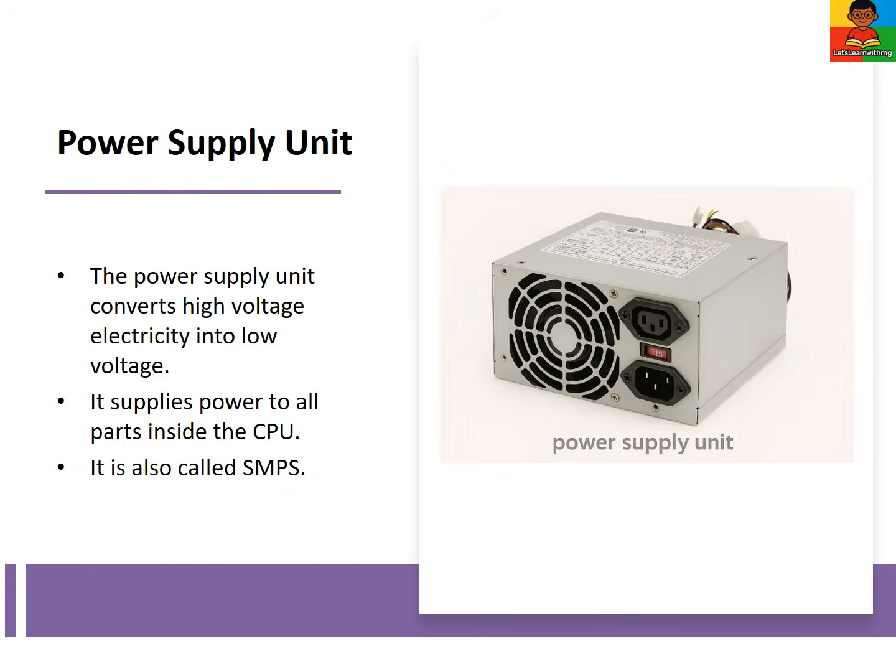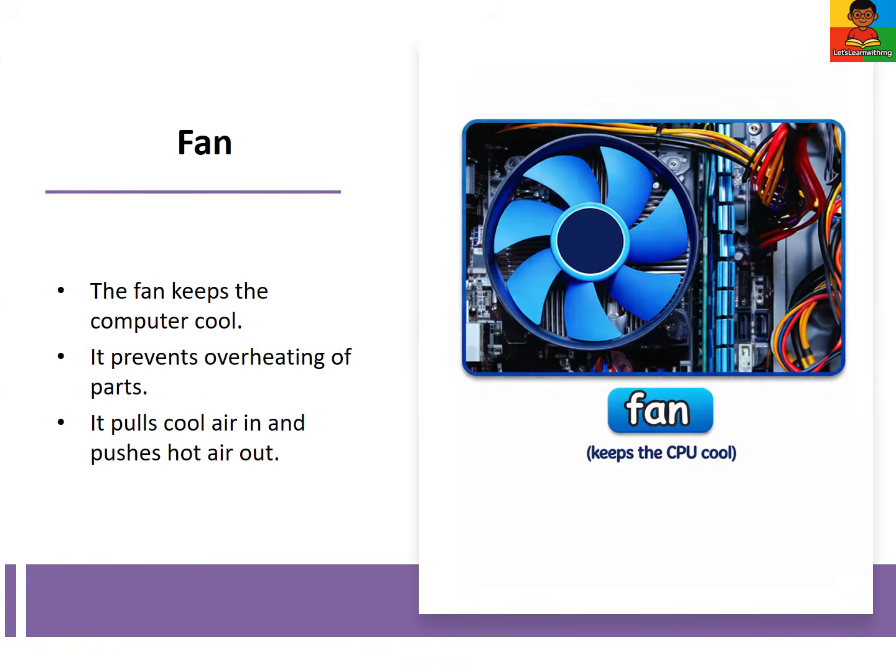The power supply unit converts high-voltage electricity into low voltage, supplying power to all parts inside the CPU. It is also called SMPS. The fan keeps the computer cool and prevents parts from overheating. It pulls cool air in and pushes hot air out.